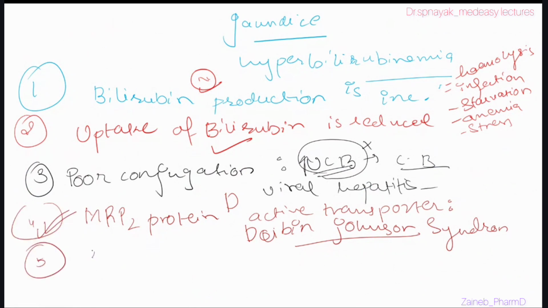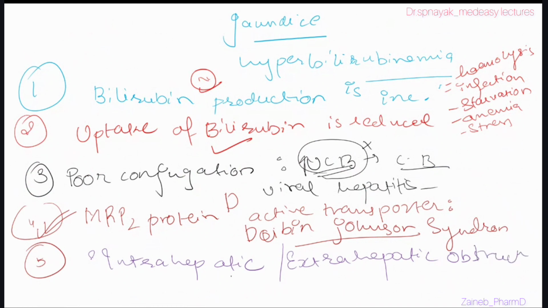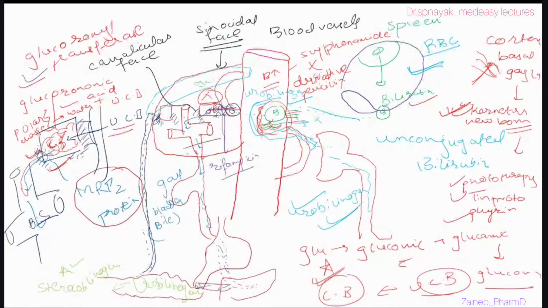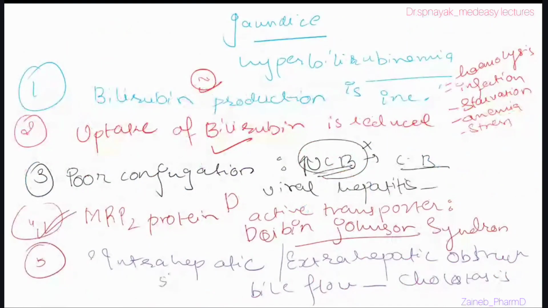The fifth mechanism is when there is an intrahepatic or extrahepatic obstruction to bile flow, which is also known as cholestasis, as discussed earlier. How does this happen? When there is an intrahepatic or extrahepatic obstruction to the bile flow, it will lead to hyperbilirubinemia. It may be due to stones or infection. Okay.